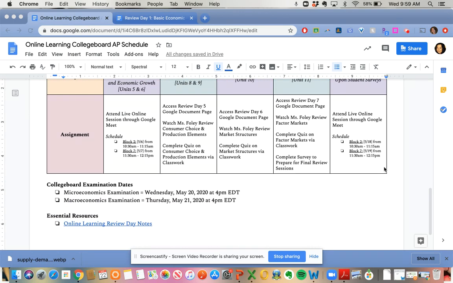Important information: we're going to be taking a look at this calendar every day. Remember, for microeconomics, that exam is first. That's on the 20th. It's online, at 4 p.m. Eastern Daylight Time. And then the macro is on Thursday, the 21st.